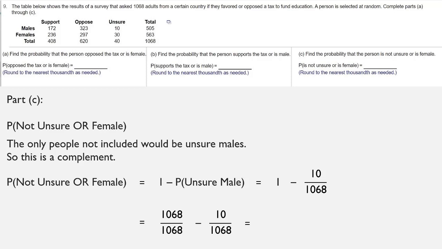which is 1058 over 1068, and as a decimal, 0.9906367041, rounded to the nearest thousandth, is 0.991. And that's your answer.